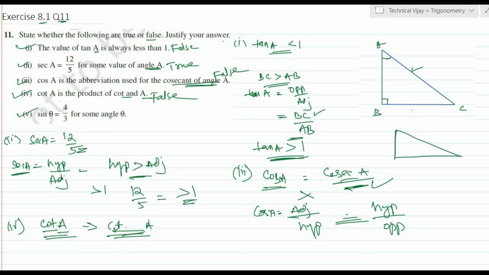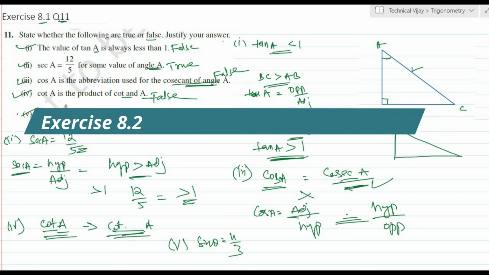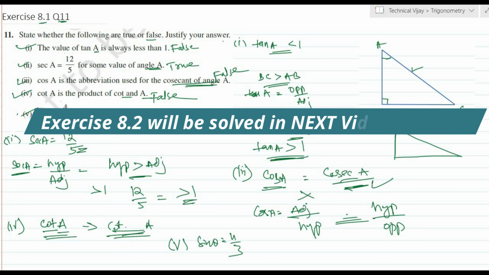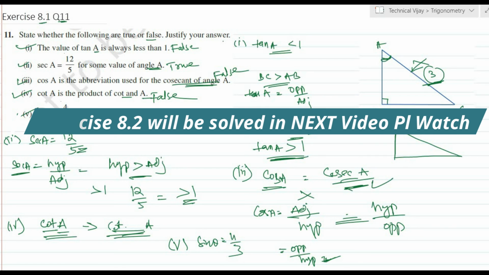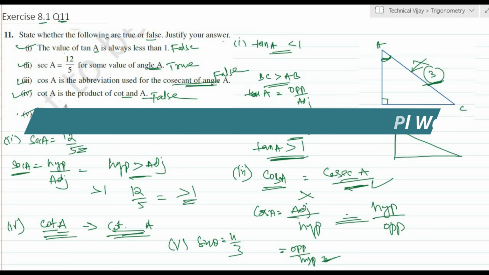So here sin theta is equal to 4 by 3. Okay, sin theta is equal to 4 by 3 for some angle theta. Here, for example, this is theta. Sin theta means opposite by hypotenuse. Opposite by hypotenuse means when this is 4, is it possible for this to be 3? This is not at all possible, because the hypotenuse is the longest side of the triangle. So hence this is not possible. This is false.